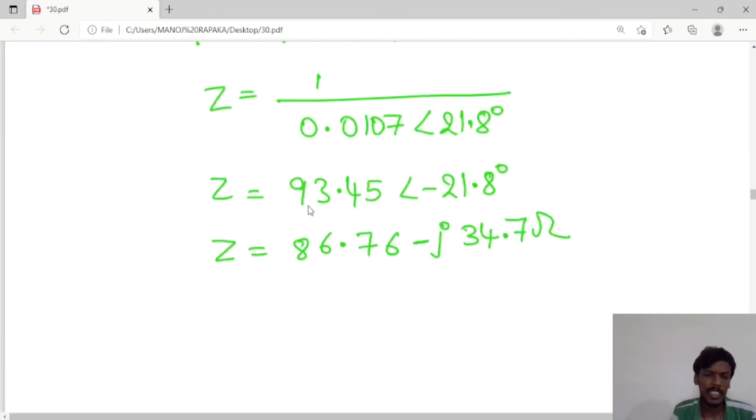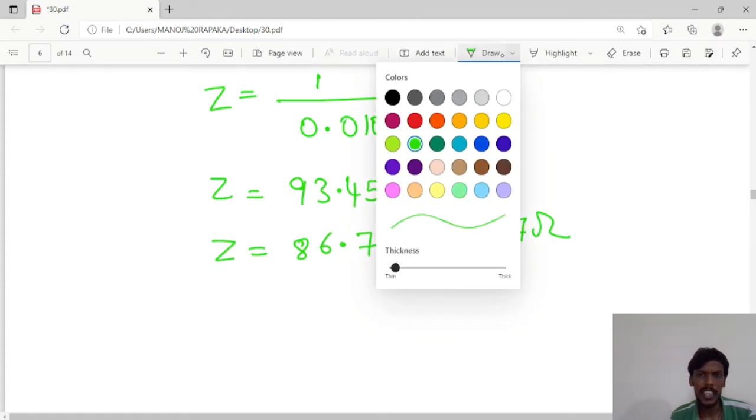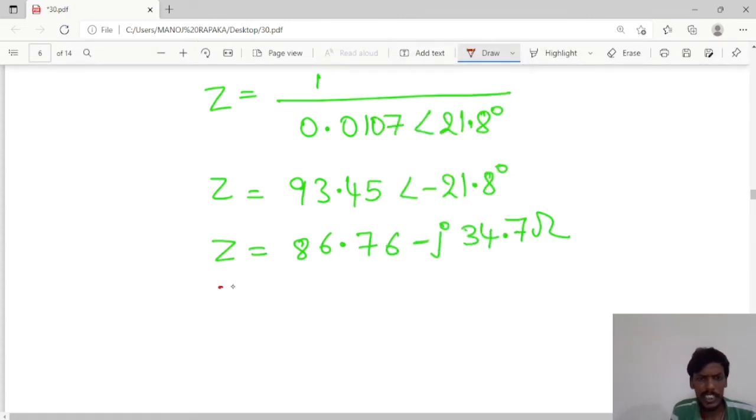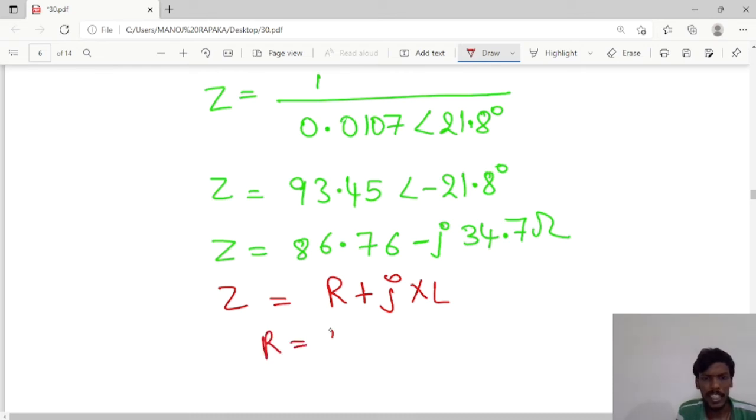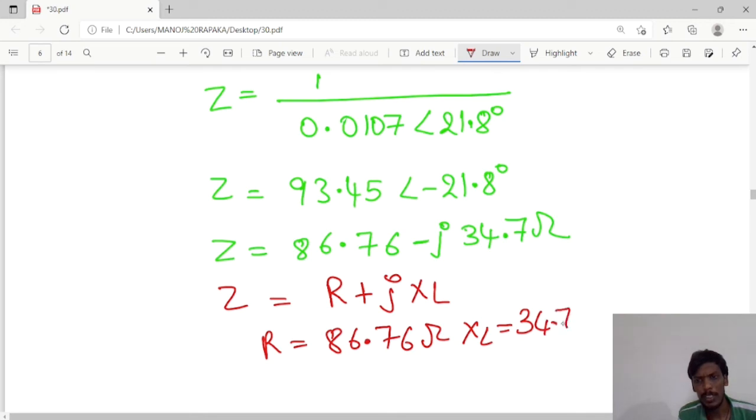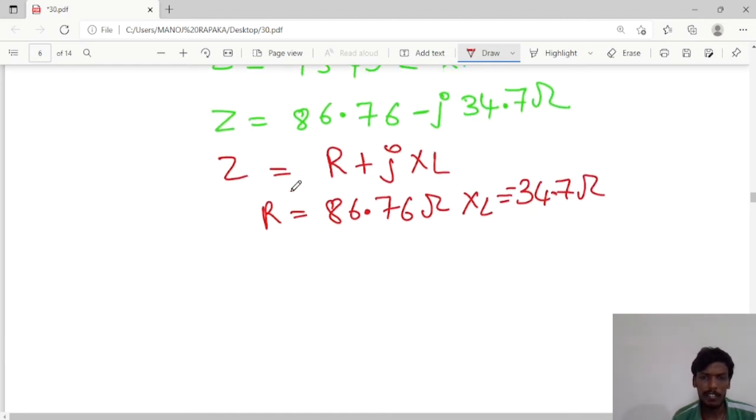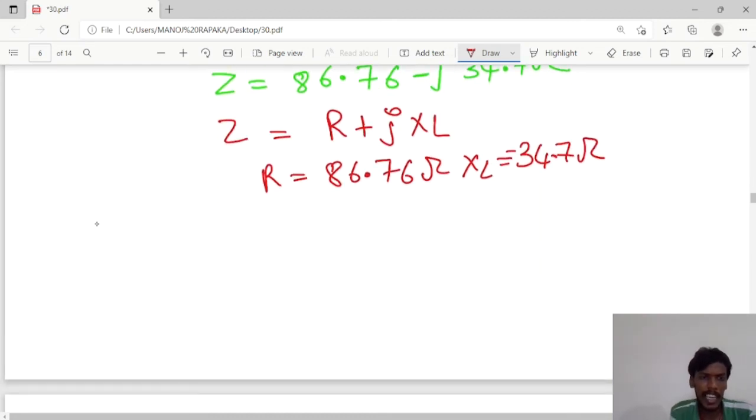As you know, in a series RL circuit, Z equal to R plus jXL. So from this I can represent the R value as 86.76 ohms, and the XL value will be 34.7 ohms. This is the XL value. So from the XL value, the inductor value we can calculate.